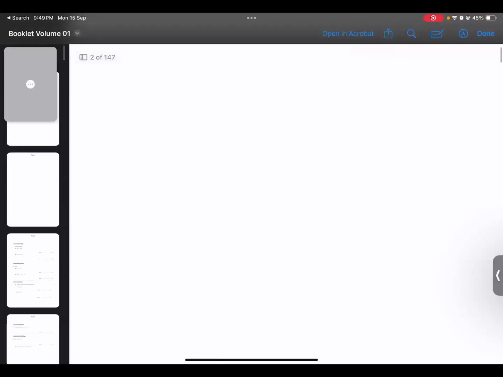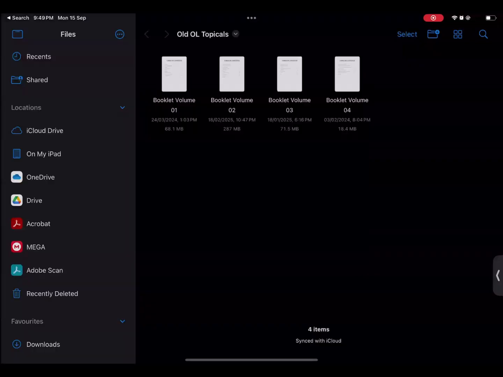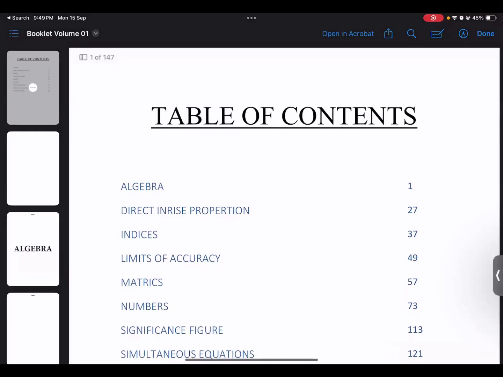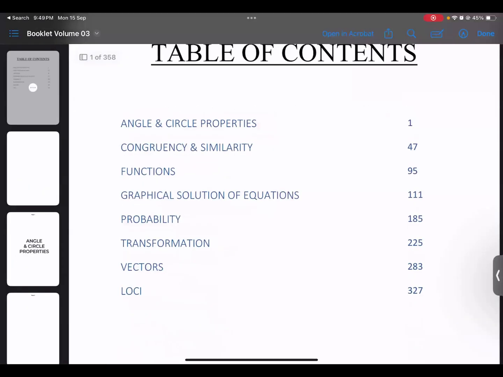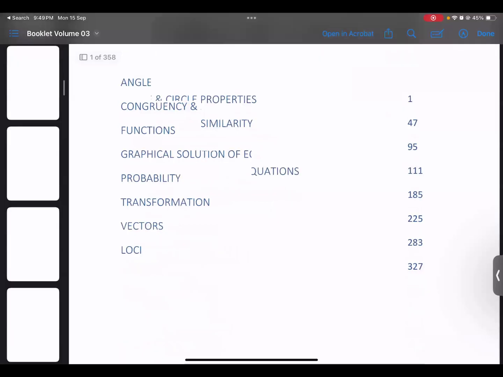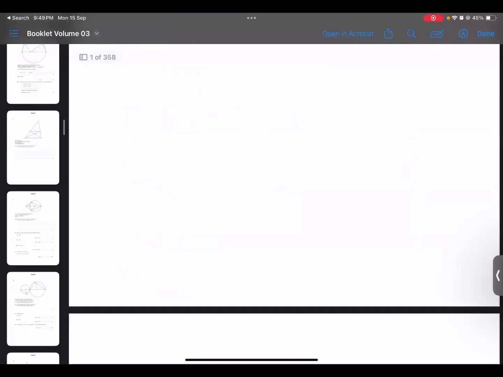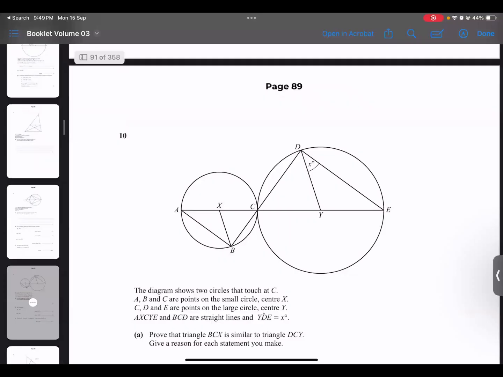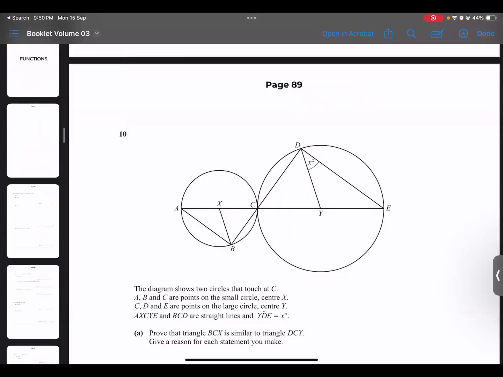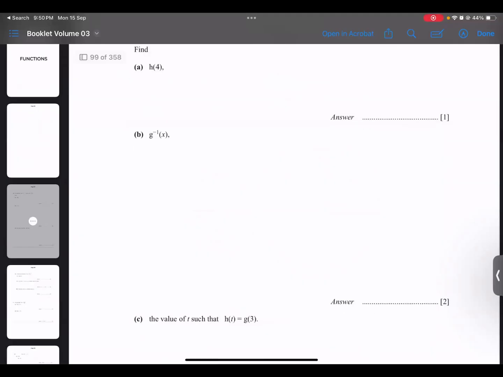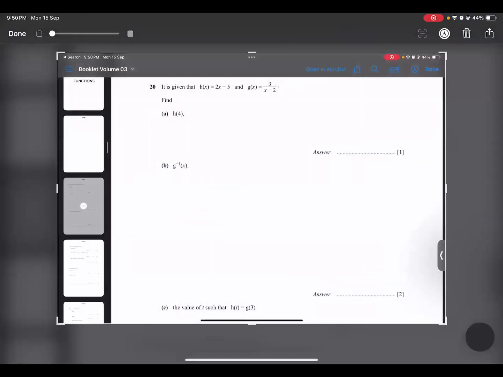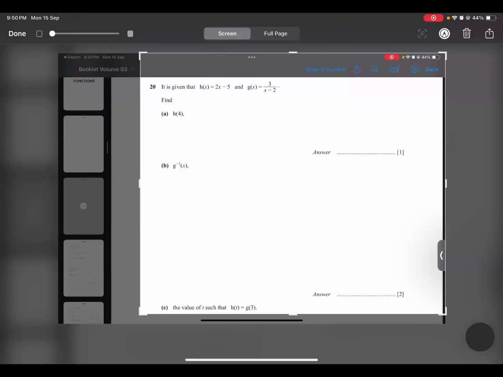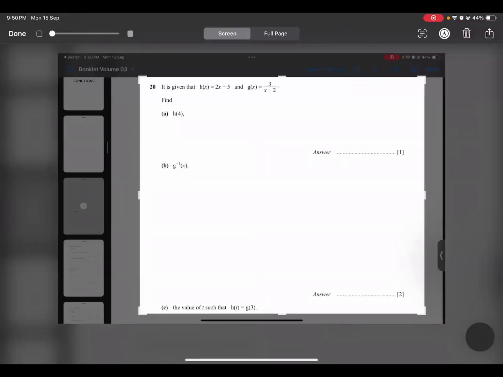Let's see if there is functions over here. Functions. 95. And if you have done enough work on the algebra part, then this is the easiest topic. Then you don't need to worry about anything. It's all about algebra, moving things around, solving, getting the solution.